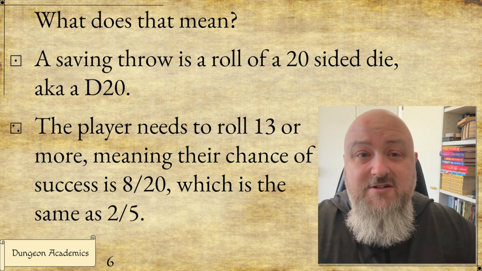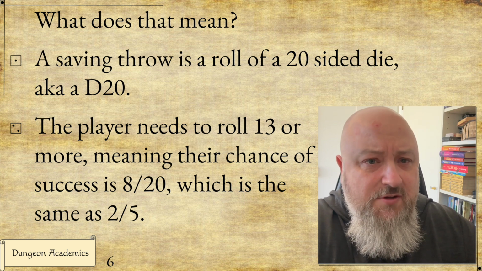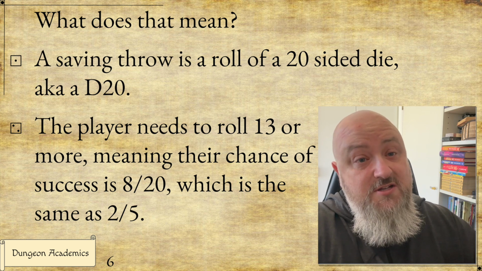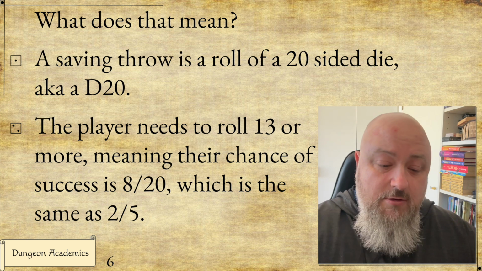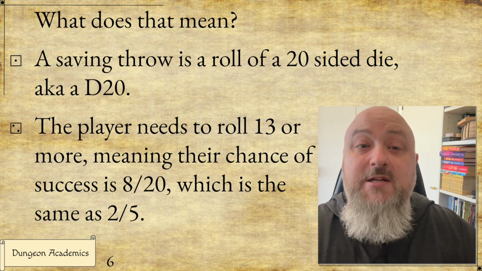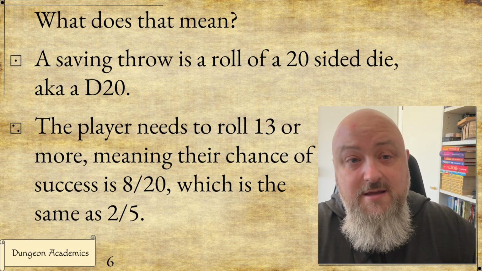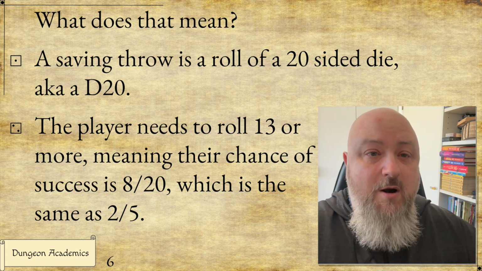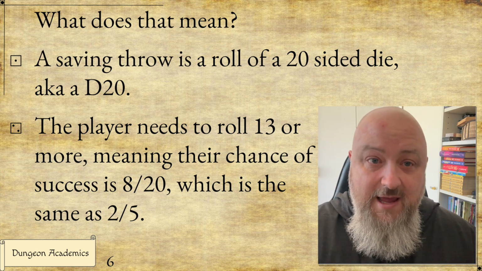The player needs to roll 13 or more to succeed. The difficulty class was 18 and they have a +5 modifier, so any roll of 13 or higher will become 18 or better. If you need to roll 13 or higher, there are 8 results on a D20 which would be considered a success. 8 in 20 can be simplified to 4 in 10 or 2 in 5. Probabilities can be treated as regular fractions and simplified in the normal way.